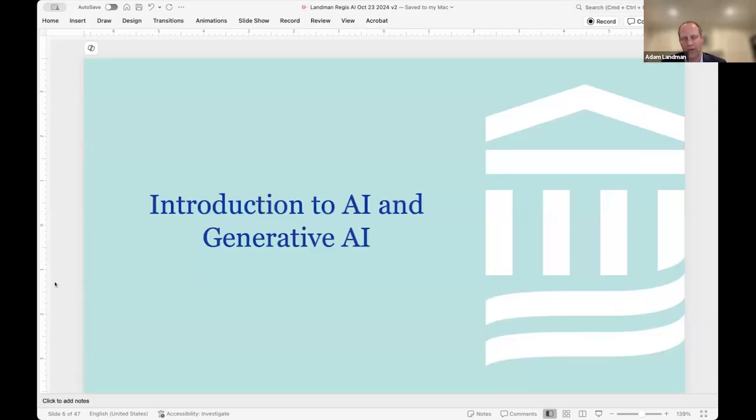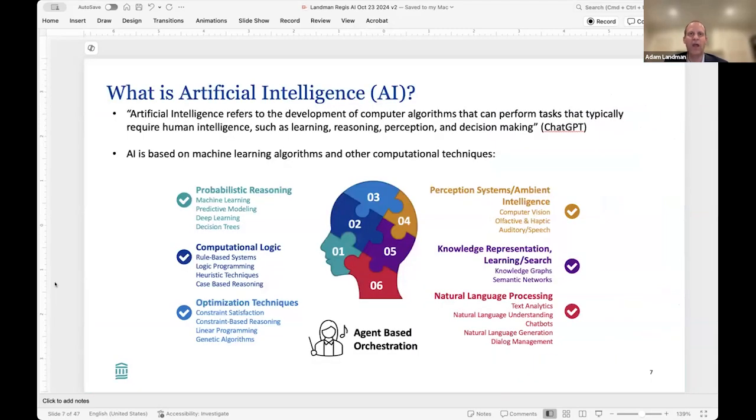So I'm now going to segue into some of the basics of AI and generative AI. I thought I would just start with the definition, just to level set all of us. A high-level definition of AI: algorithms that perform tasks that typically require human intelligence, so things like learning, reasoning, perception, and decision-making.